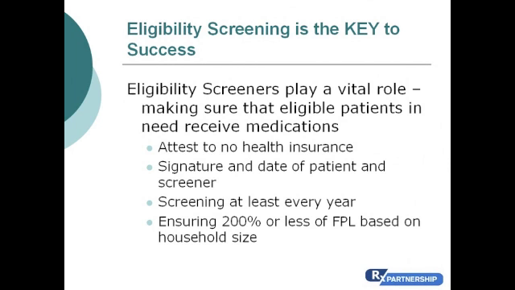But in terms of what's needed for eligibility screening and the keys, it's about having no health insurance, the signature and date of the patient and screener, screening at least every year, and then certainly those financials. And I think what's key there is that it's the percentage of FPL for each company, and then basing it on the correct household size.